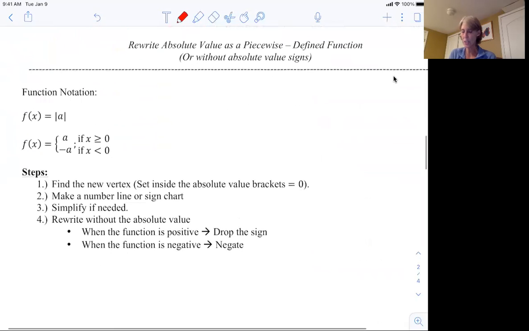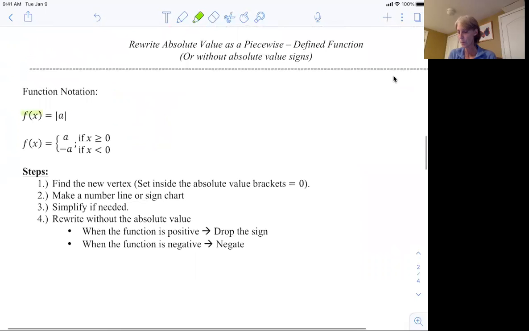Here's our function notation. And this is what our absolute value looks like without absolute value signs. So it's a if x is greater than or equal to 0, and negative a if x is less than 0. Okay. I want you to not worry about that too much. We're going to focus on how to approach each particular function.